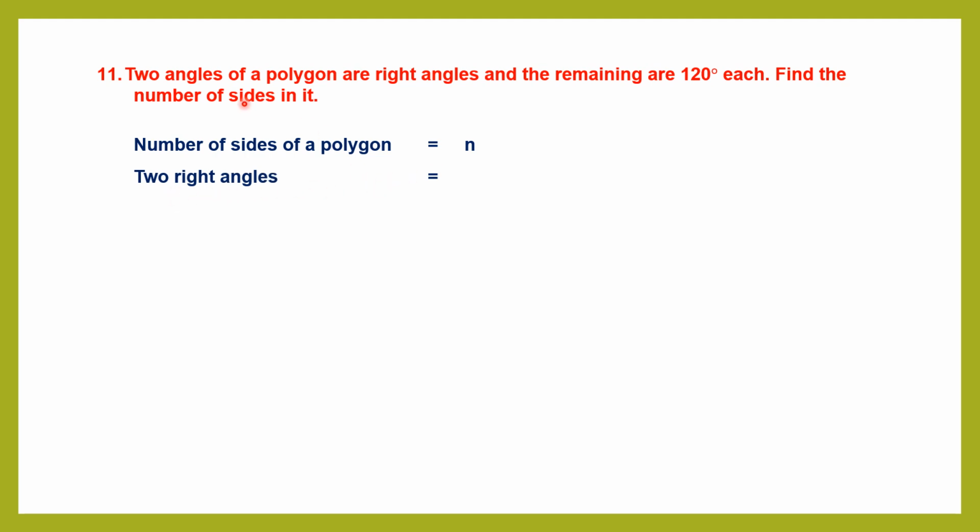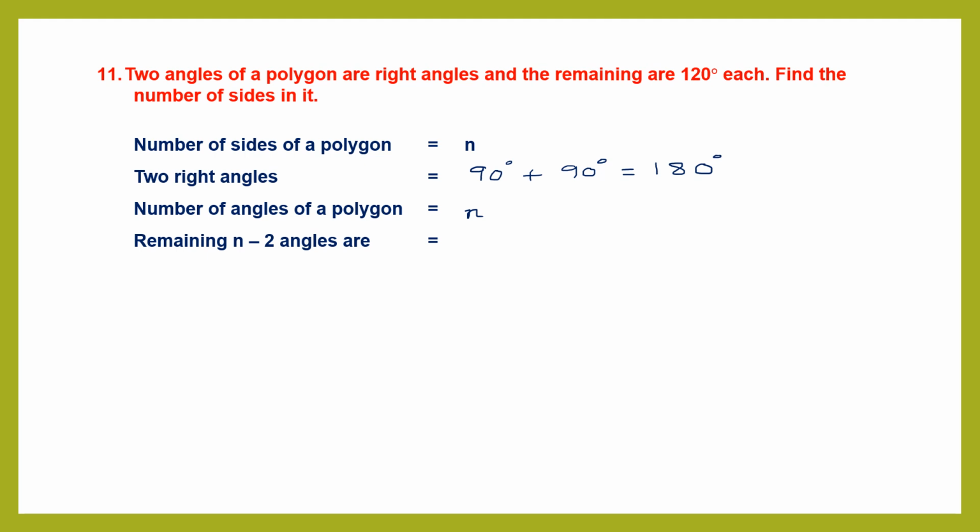And two right angles are there. In this polygon, what's given to us is two right angles. One will be 90 degrees, the other also will be 90 degrees, and together they will add up to 180 degrees. Then the number of angles of a polygon is also n because the number of sides is n. The number of sides is n, number of angles is n. Now the remaining angles will be n minus 2. n minus 2 because n is the number of angles, and why are we subtracting 2? Because two angles are already given to us. So n minus 2 angles are 120 degrees. Isn't it? The remaining n minus 2 angles will be 120 degrees into n minus 2.